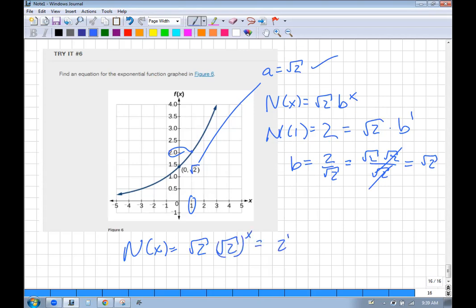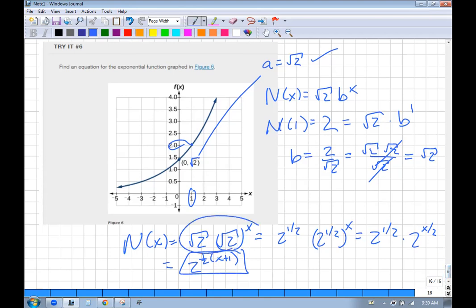Well, root 2 is 2 to the 1/2, and then we have 2 to the 1/2 to the x. So 2 to the 1/2 times 2 to the x over 2. And since these are like bases, I could say this is just 2 to the 1/2 times x plus 1, right? It's x over 2 plus 1/2. So that's how I would write this. 1/2 times x plus 1 is the exponent. You don't even have an a value. Okay?